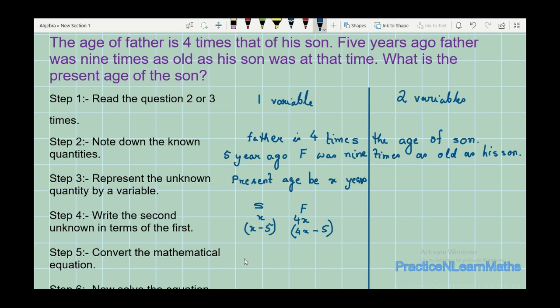You just see, 5 years ago, father was 9 times as old as his son was at that time. So, 4x minus 5, father will always be older than the son. So, 9 times the son, it's 9 times x minus 5. And then we just solve it and we get the answer.